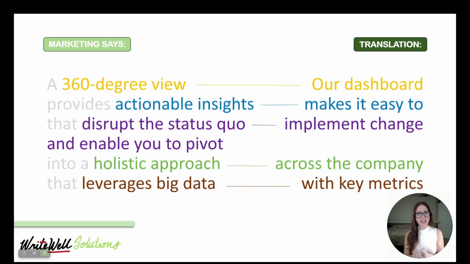And so if we were to just say with key metrics, does that not still communicate the same thing? We could take this big, long convoluted sentence and break it down into, our dashboard makes it easy to implement change across the company with key metrics. Doesn't that sound simpler? Isn't that a little bit more clear? It's less gunked up with all the extras and the fluff, right? It's a little bit easier to understand.